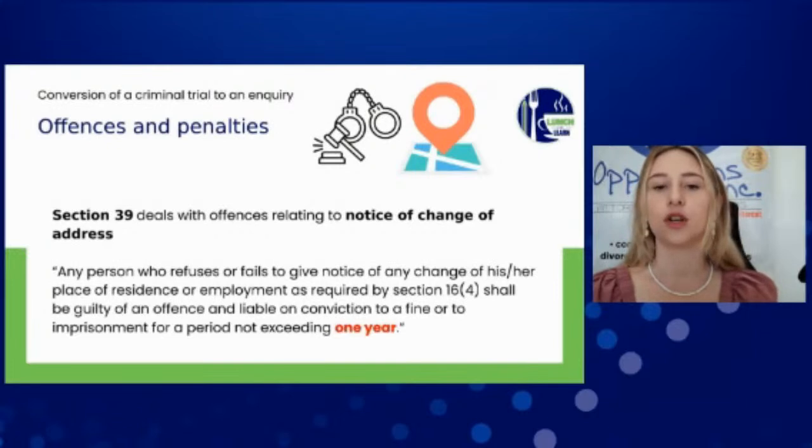The last one is Section 39, which deals with offences relating to notice of change of address. So this section reads, any person who refuses or fails to give notice of any change of his or her place of residence or employment as required by Section 16(4) shall be guilty of an offence and liable on conviction to a fine or to imprisonment for a period not exceeding 1 year. So if you refuse to give the maintenance officer, for example, your new address or your new address of employment or residential address, you are guilty of an offence. You need to notify your change of address.